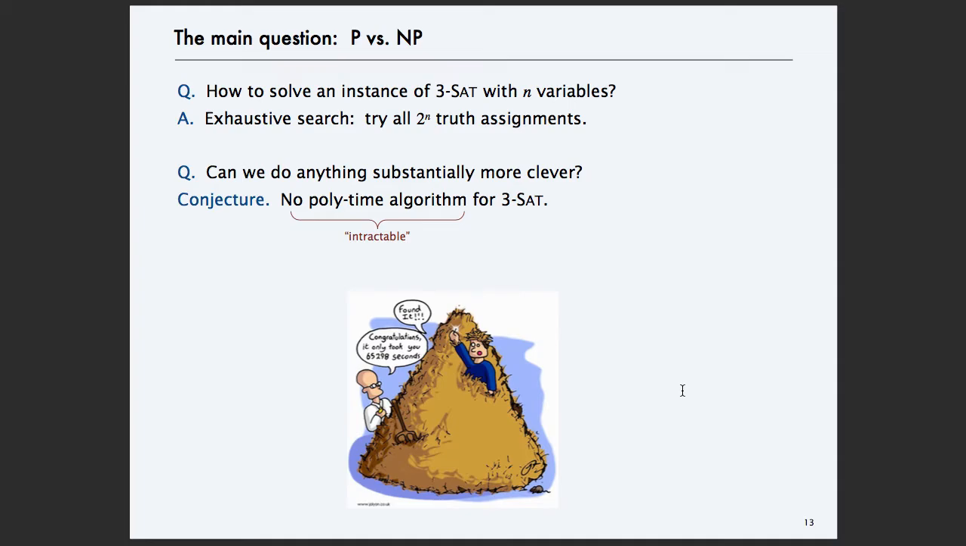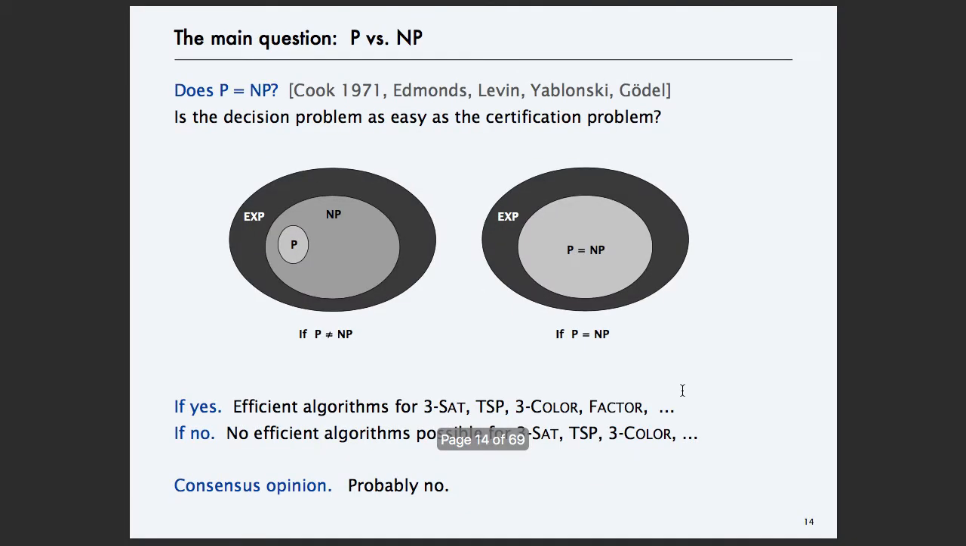But I'm still doomed. Whereas if I get it from exponential to polynomial, that means that now I can actually run it on a computer, as opposed to being doomed. The conjecture is that there is no polynomial time algorithm for 3SAT. That's what most people believe. However, we do not know. We haven't proved it.